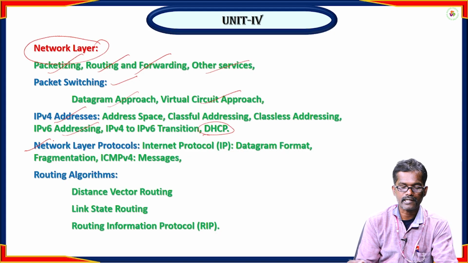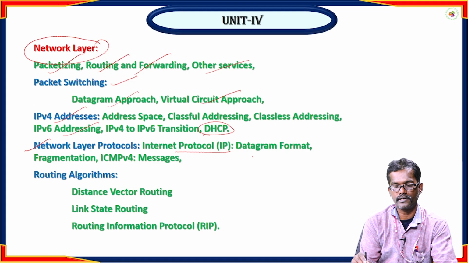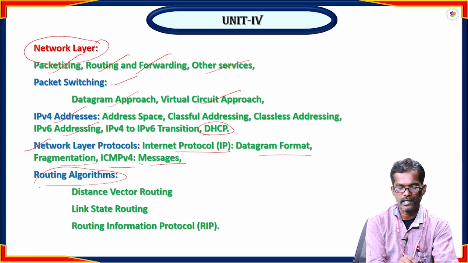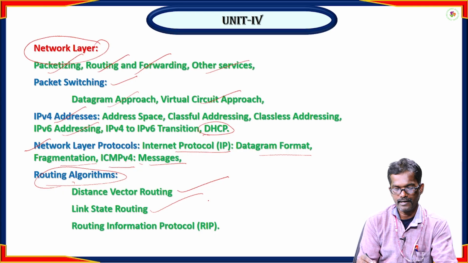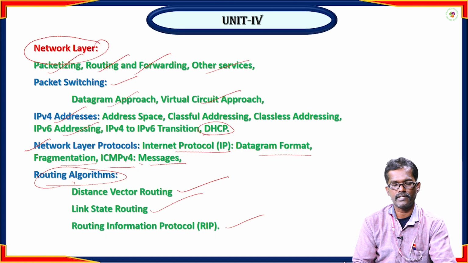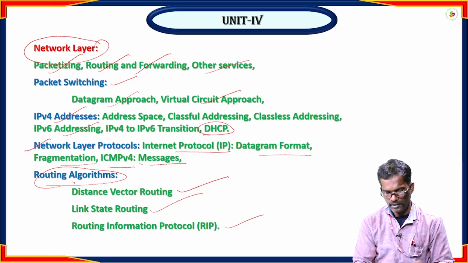And the next topic is network layer protocols, where we will see the IP protocol, datagram format, fragmentation, ICMPv4 and messages, the Internet Control Message Protocol version 4. And then the routing algorithms, distance vector routing, link state, and RIP, Routing Information Protocol. These are the various topics related to unit 4.